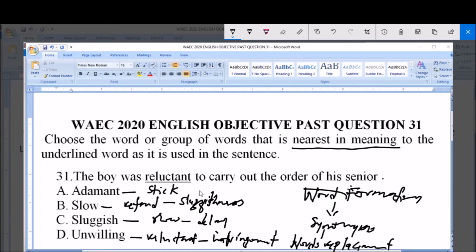So the boy was reluctant to carry out the order of his senior. So one can say that the boy was unwilling to carry out the order of his senior. So option D is correct.